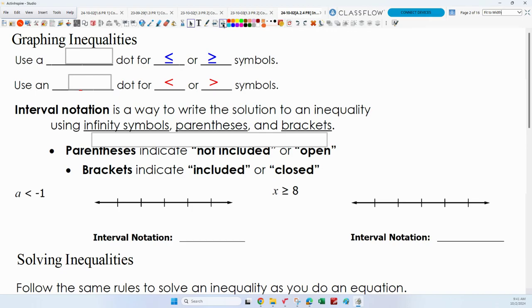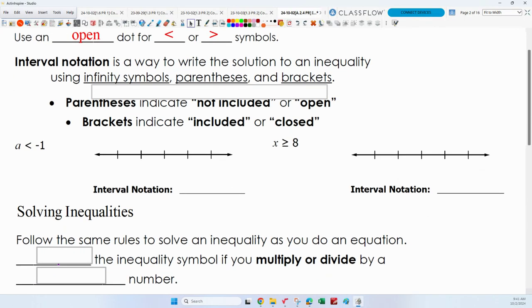It's closed. Yes, very good. It's closed, meaning it's going to be solid. An open one would be where you have an outline with an empty middle. This one is a solid dot. And then if we're using inequalities with no equal signs, what would it be? Open, yeah. So interval notation is another way of writing this.